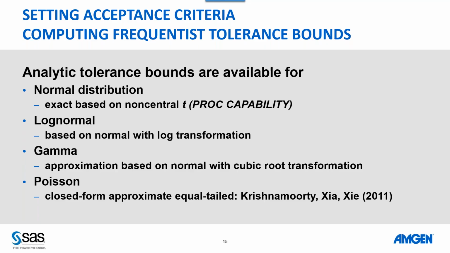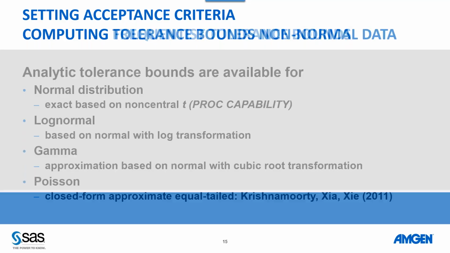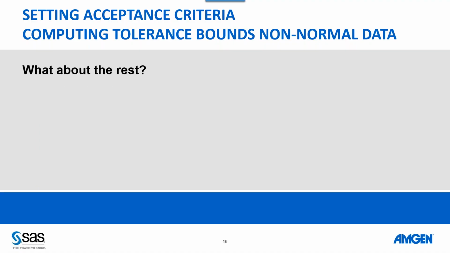For the Poisson and the binomial, Krishnamoorthy has given some closed form approximations. And Krishnamoorthy is one of those experts in the area of tolerance intervals. He has a book with Mathew called Statistical Tolerance Regions. I highly recommend that if you have to do these things from the frequentist point of view. But what about the rest? Okay, these are just some cases.